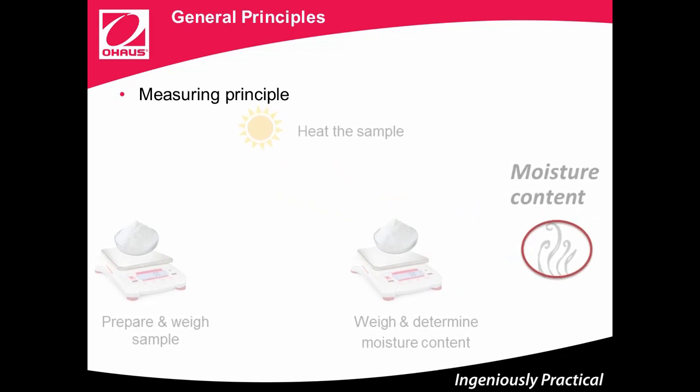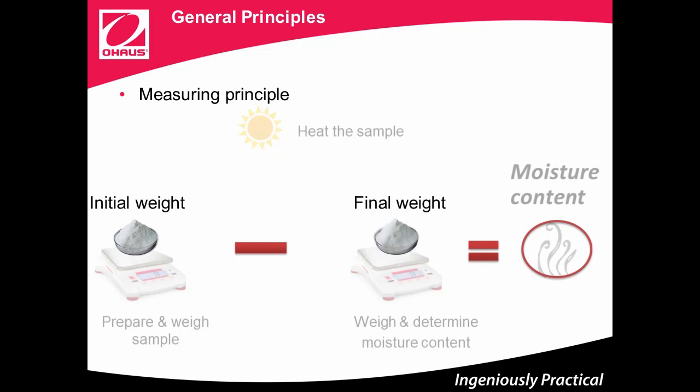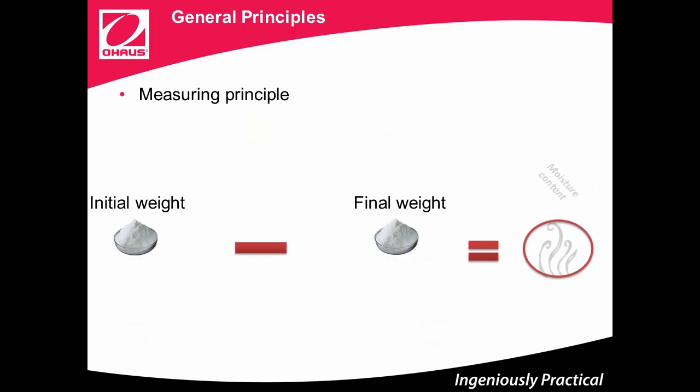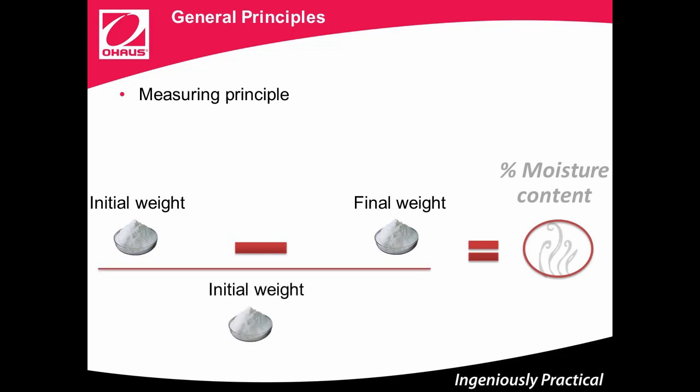To calculate moisture content, subtract the final weight from the initial weight. The weight change is interpreted as the moisture content. Usually, we express moisture content as a percentage. To express the moisture content as a percentage, divide the moisture content by initial weight.